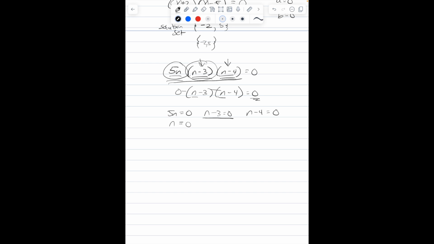In order to get n by itself here, you'd have to do what? You're brilliant. Add 3 to both sides. So we're left with n equals 3. And is that true? If n were 3, 3 minus 3 would equal 0. Yes. And so for this one, we're going to have to add 4 to both sides. We get n equals 4. So your solution set is 0, 3, or 4. If in this original problem n equaled any of these, then the whole thing would be true. So there's your solution set.